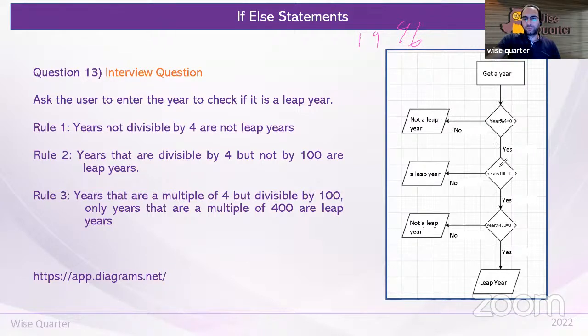Now, year modulo 100 should equal 0. When we do that, no, actually. Oh, it is no. So it is a leap year. Okay, this can be a leap year. And if it is yes, it shouldn't be, unless you can divide by 400. No, it's not a leap year. Yes, it's a leap year.